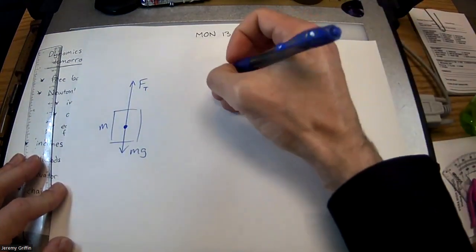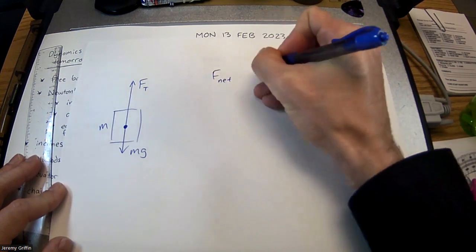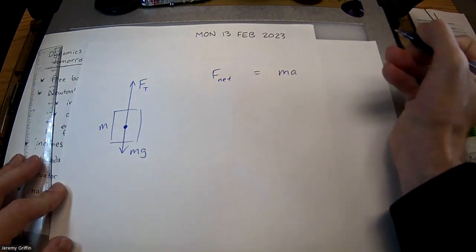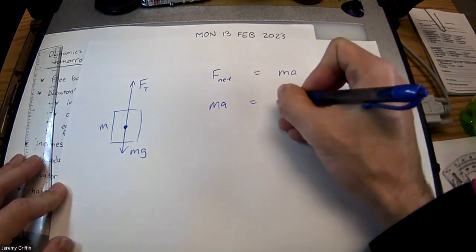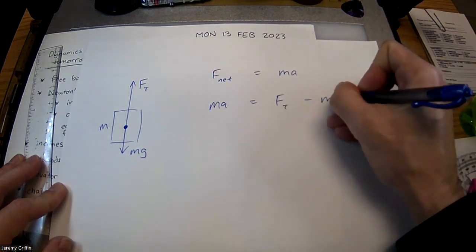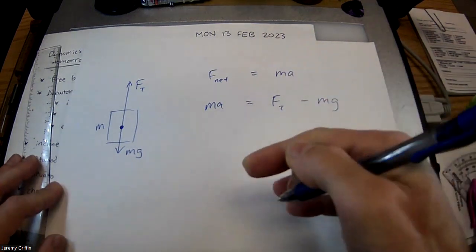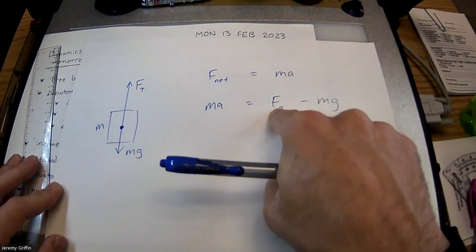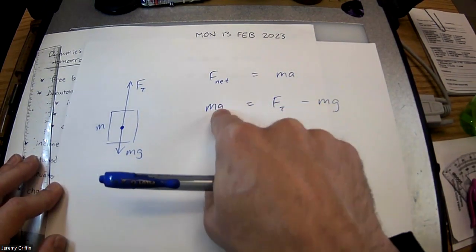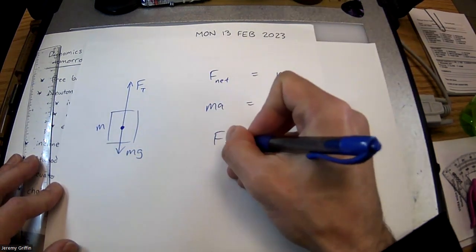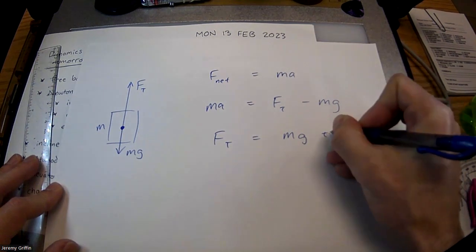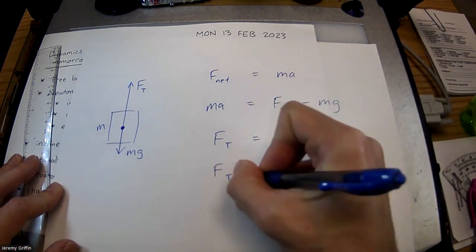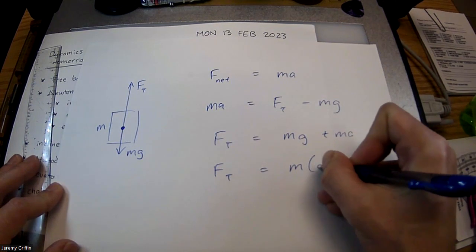Oh, it has some mass, right? Could you guys say net force is equal to mass times acceleration? The net force is the tension up minus the weight down, right? And then you can solve for stuff. If you want to solve for tension, you solve for tension. If you want to solve for acceleration, you solve for acceleration, right? Here's what tension would look like: Mg plus Ma, or if you like, you might want to memorize this one, M times (g plus a).